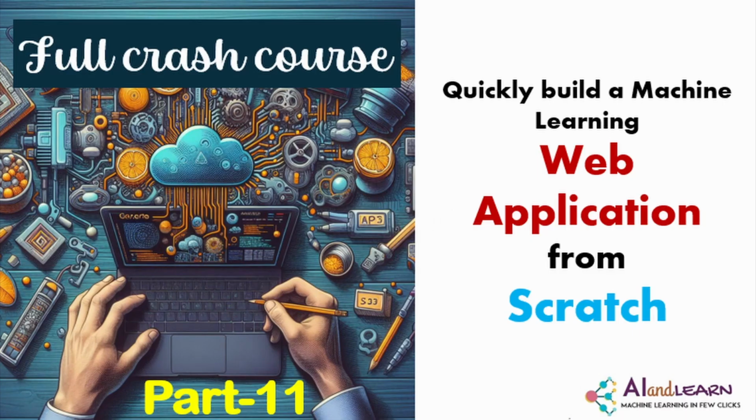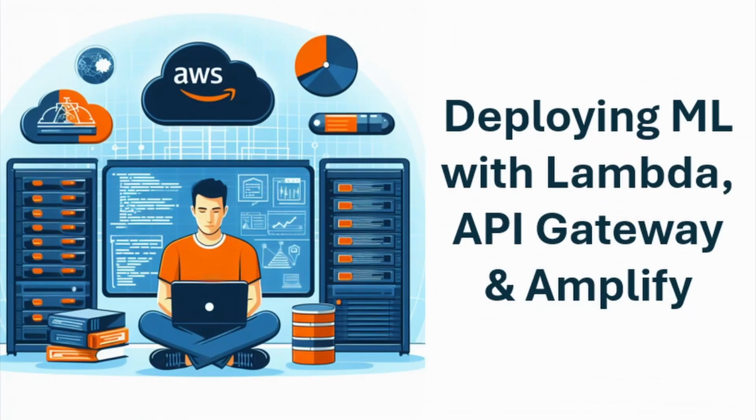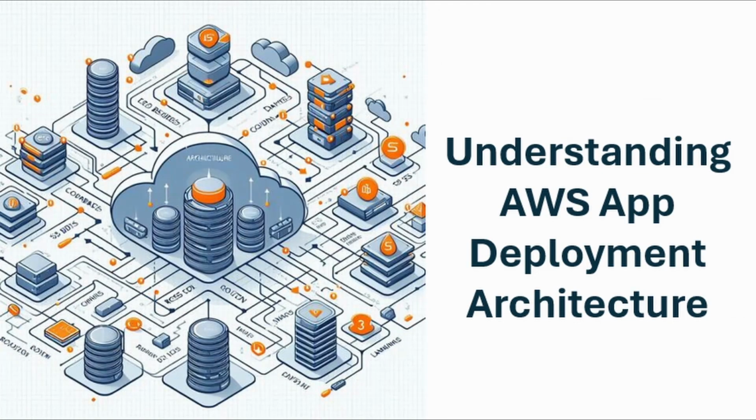Up to this point, we've completed coding in SageMaker. Now it's time to take the next steps in building and deploying our machine learning application. We'll utilize Lambda functions, API Gateway, and Amplify to bring our project to life, seamlessly integrating it with real-world applications.